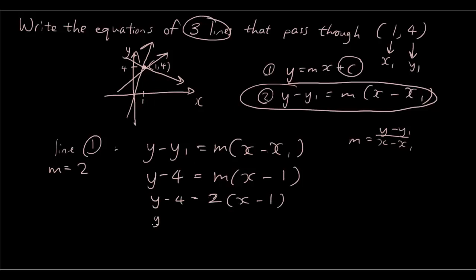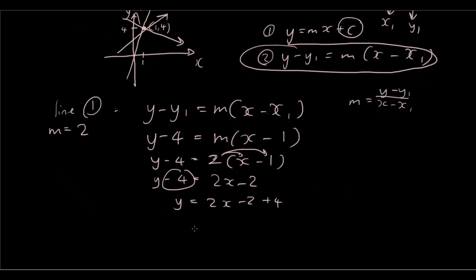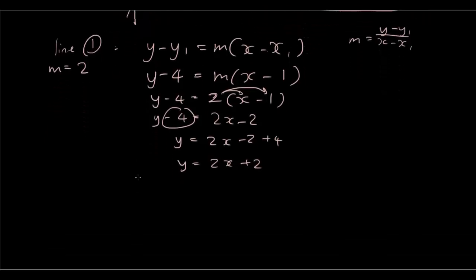Now you simply simplify everything by expanding, so that's 2x minus 2. I've just expanded the bracket. Now I'm going to move the minus 4 to the other side, so y equals 2x minus 2 plus 4, which is y equals 2x plus 2. Alright, so that's the first equation, the first line. Now line 2, I'm going to speed it up a little bit.